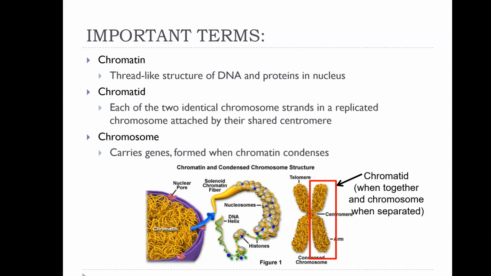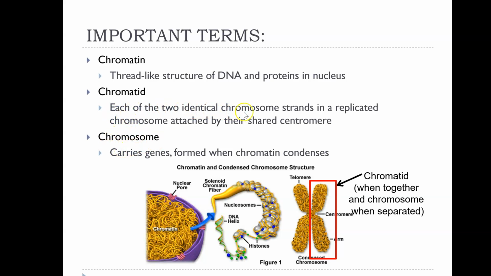In addition to those terms, you really need to understand the difference between chromatin, chromatid, and chromosome. Basically, it's DNA for all three of these terms, but it's the organization of the DNA that is different for each of them. So chromatin is the thread-like structure of DNA and proteins that is found within the nucleus of a cell, but it looks like a big unorganized, scrambled mess of DNA. A chromatid is when this chromatin becomes more organized.